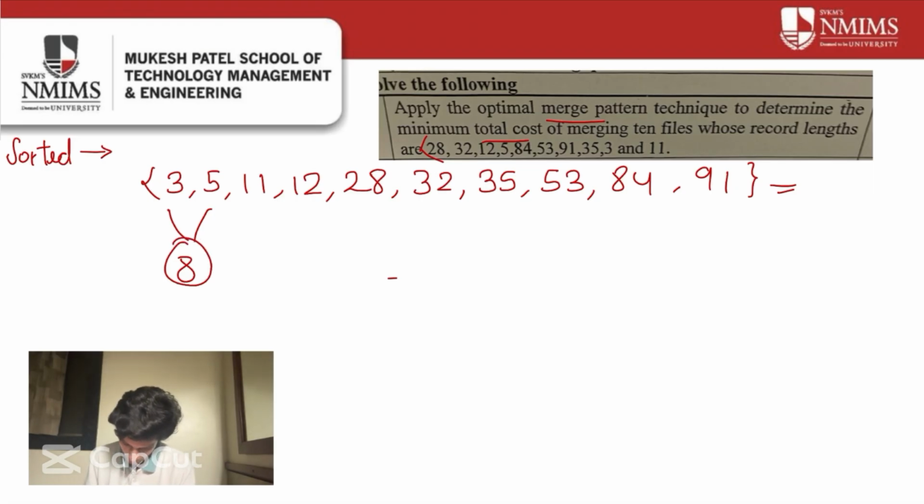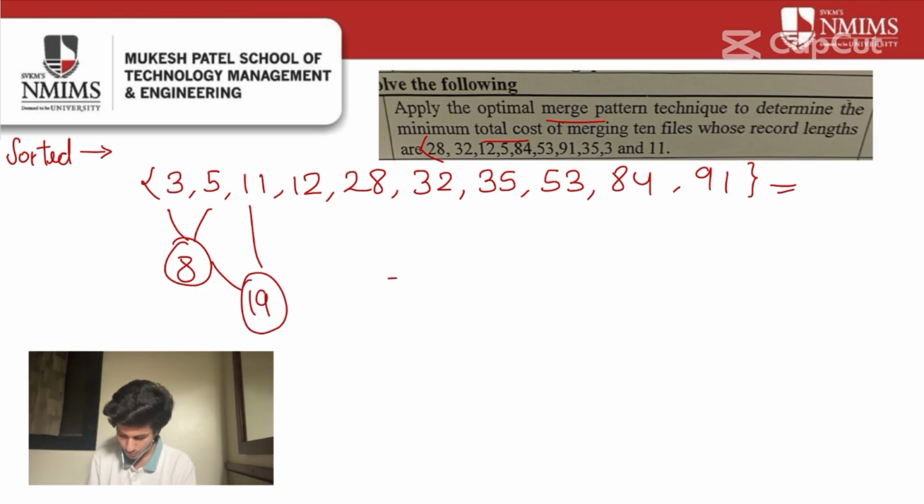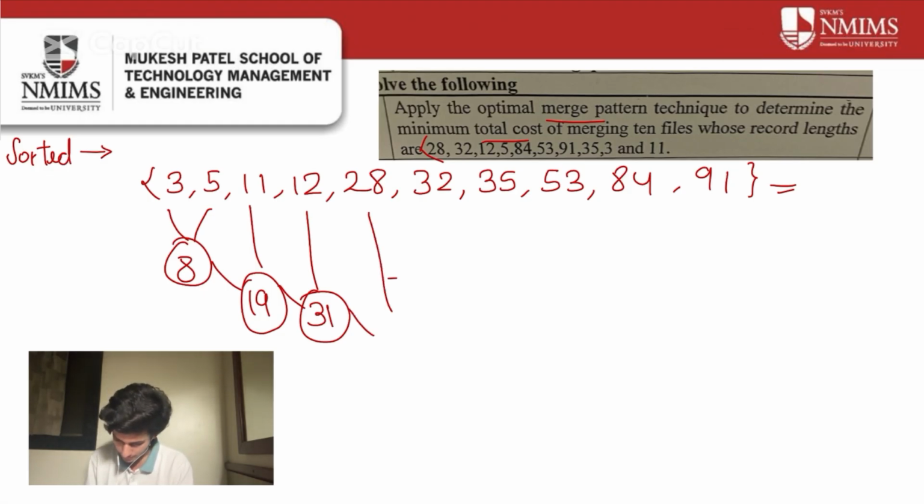Now going with the second step, we have to update the list. Now updating, your two shortest elements from the list would be 8 and 11. Adding them would be 19. Now moving ahead, your two shortest elements from the list are 19 and 12. Adding them would be 31. Now your two shortest elements from the list are 31 and 28. Adding them would be 59. Now your two shortest elements from the list are 32 and 35. Adding them would be 67.